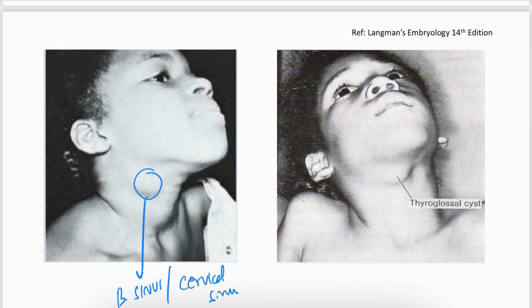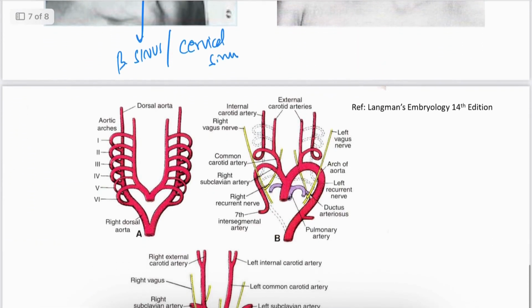Remember its location, it is normally below the angle of mandible, and it is right in front of the sternocleidomastoid muscle. This will be the SCM muscle over here, right in front of it. Just to differentiate it, you have seen over here a thyroglossal cyst also, which is very close to the midline. And whenever there is protrusion of the tongue, this thyroglossal cyst will try to pull up. That's the difference between these two common congenital conditions. Let's move on to one other situation.